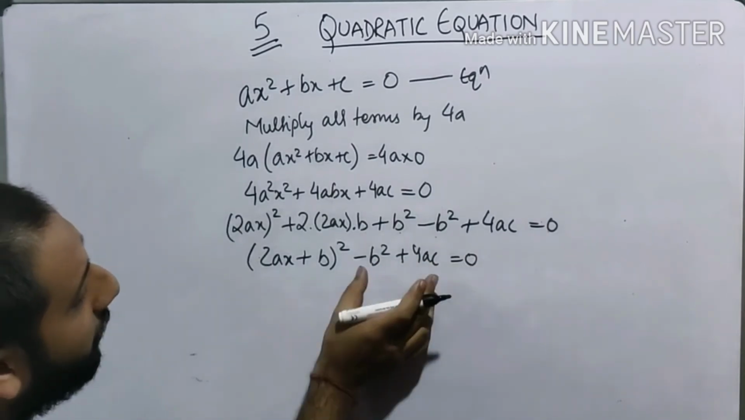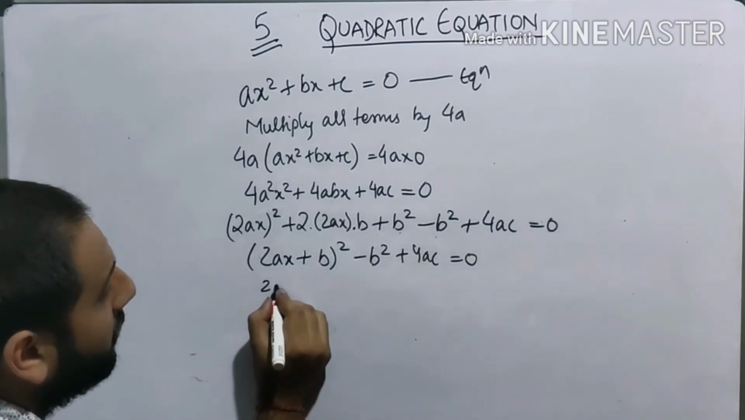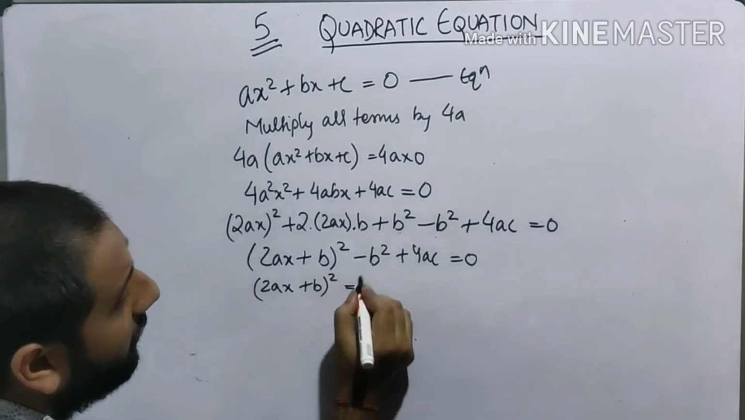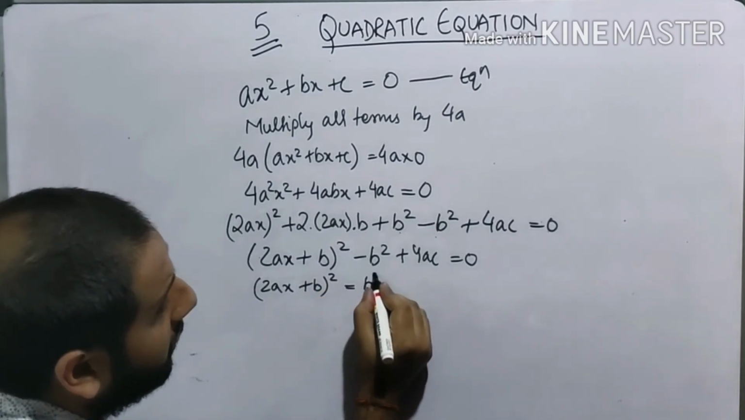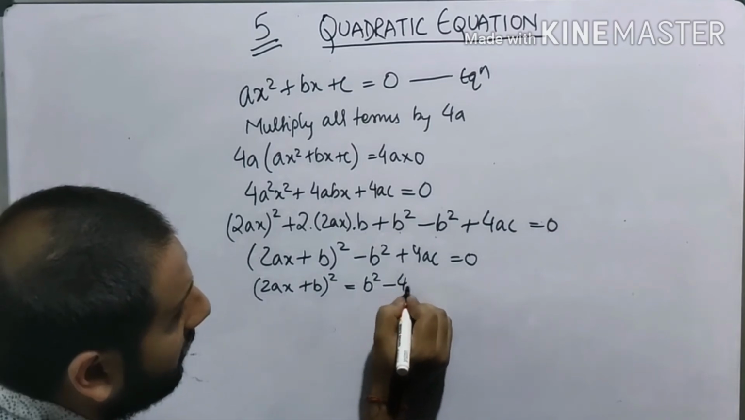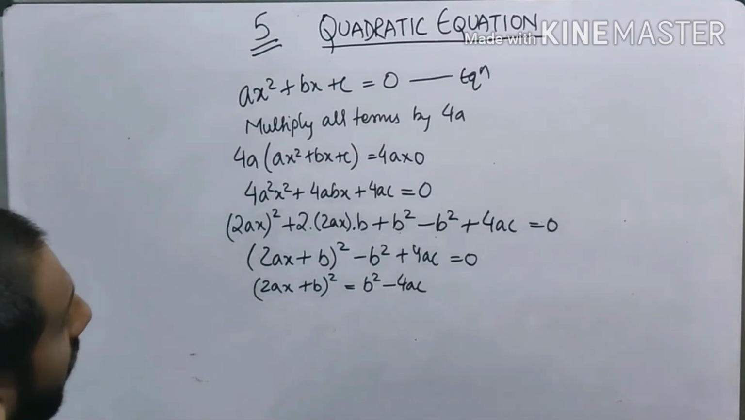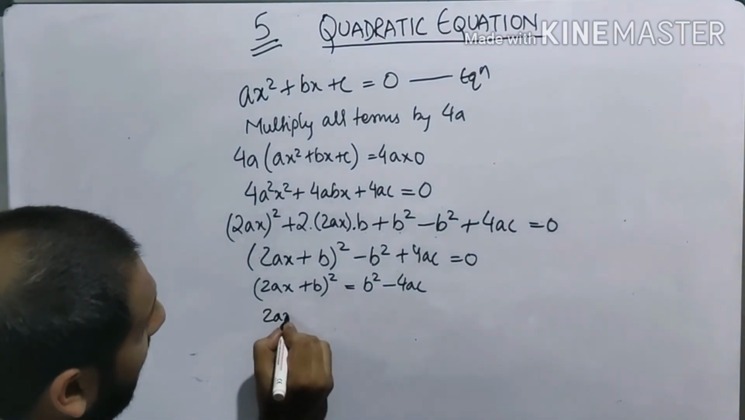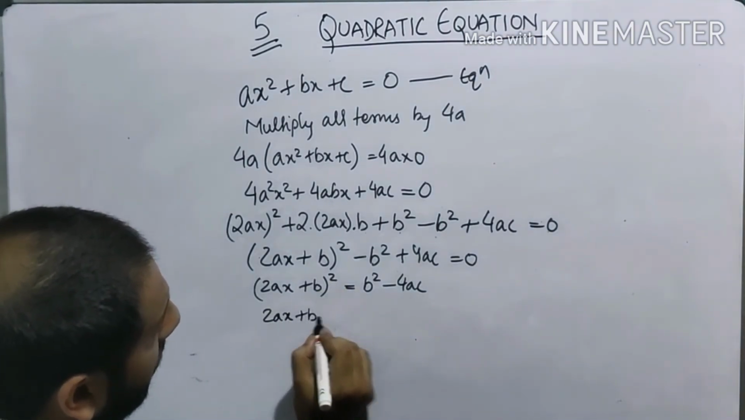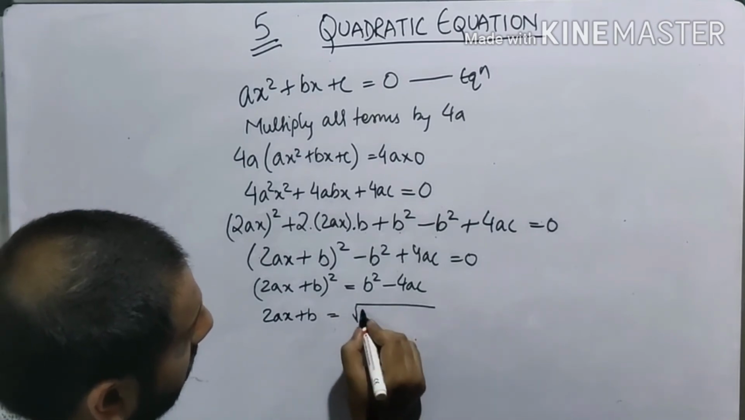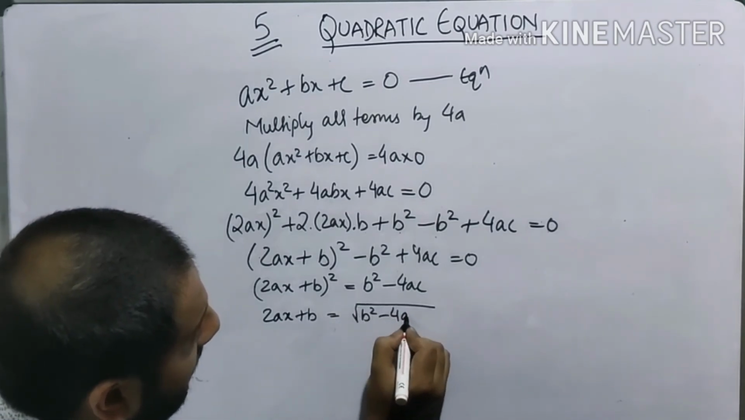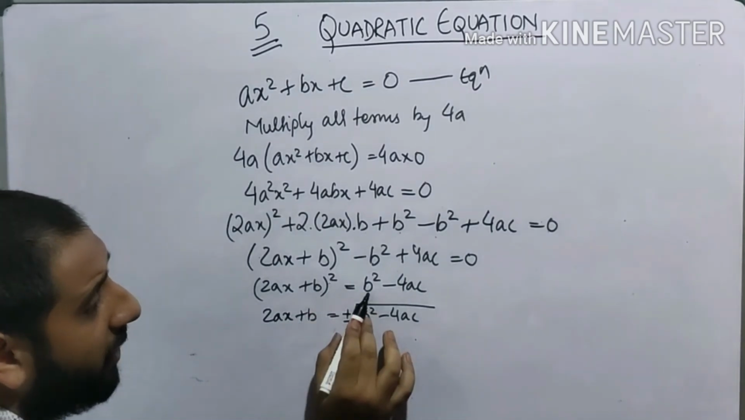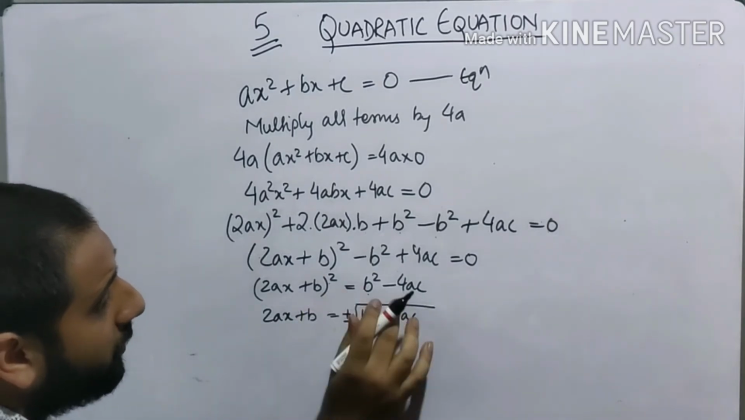Now I'll take these both to the right hand side. This becomes (2ax plus b) whole square is equal to b square, which becomes positive, and 4ac goes to this side and becomes negative, minus 4ac. Now I'll take the square root, so this becomes 2ax plus b is equal to plus minus under root of b square minus 4ac. See, the square here becomes the under root when it goes to the right hand side.